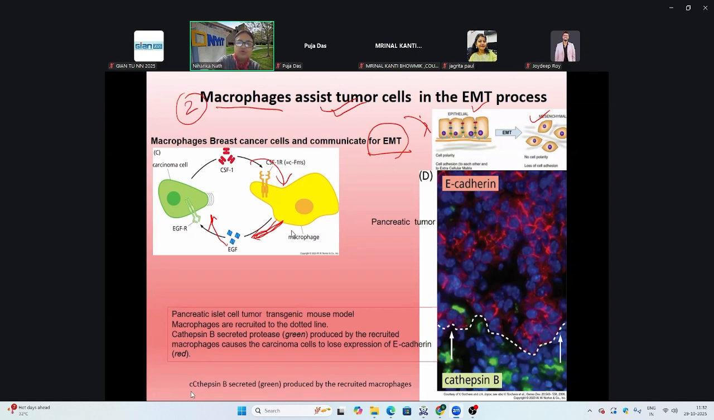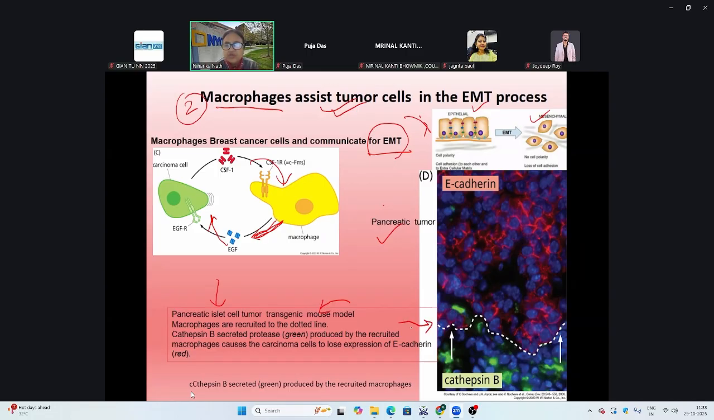But what I am showing to you, on the left hand side, on the right hand side, is pancreatic tumors. So these are pancreatic islet cell tumors in a mouse model. Now we're looking at a mouse model. It is not a patient here. And in this case, the macrophages are recruited. Macrophages are brought in, and they're being brought in at this dotted line. See that dotted line here?